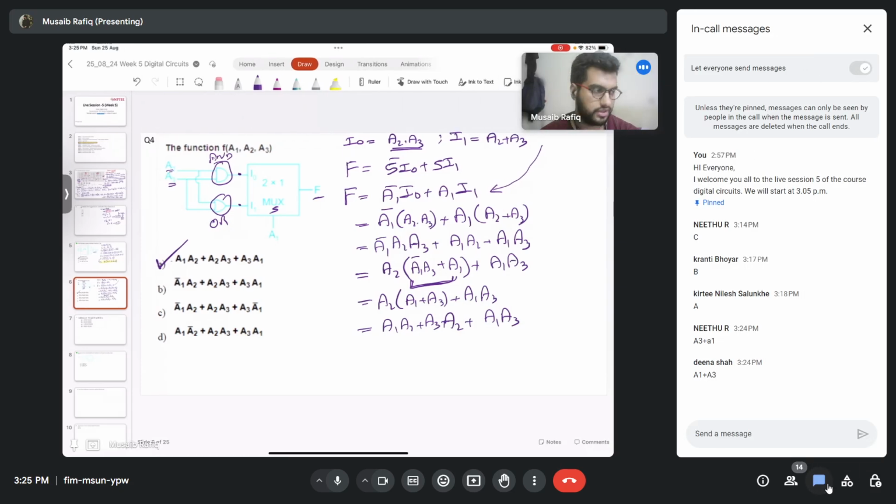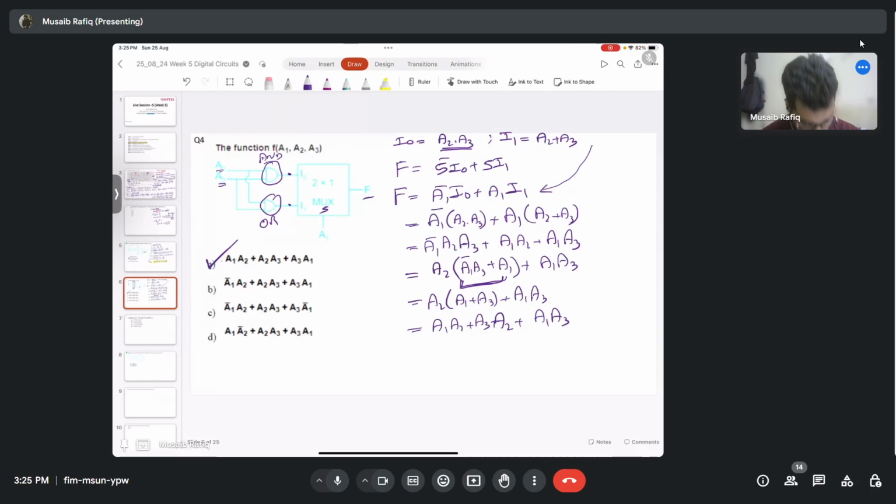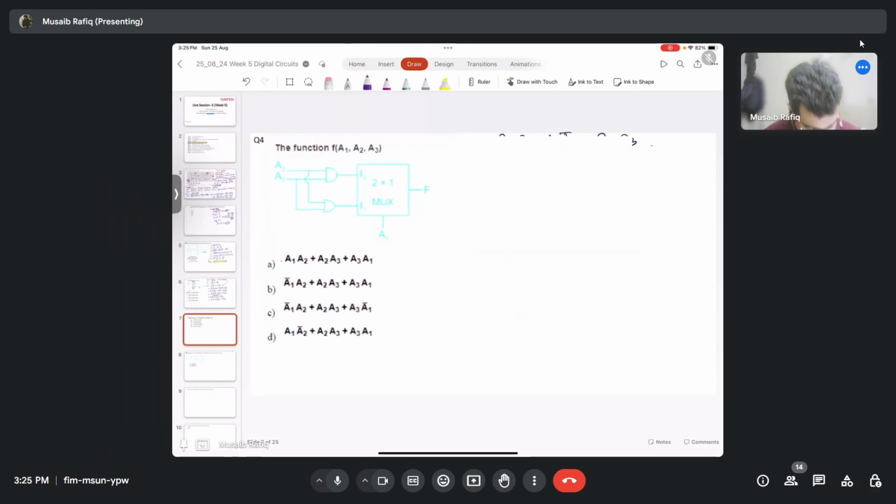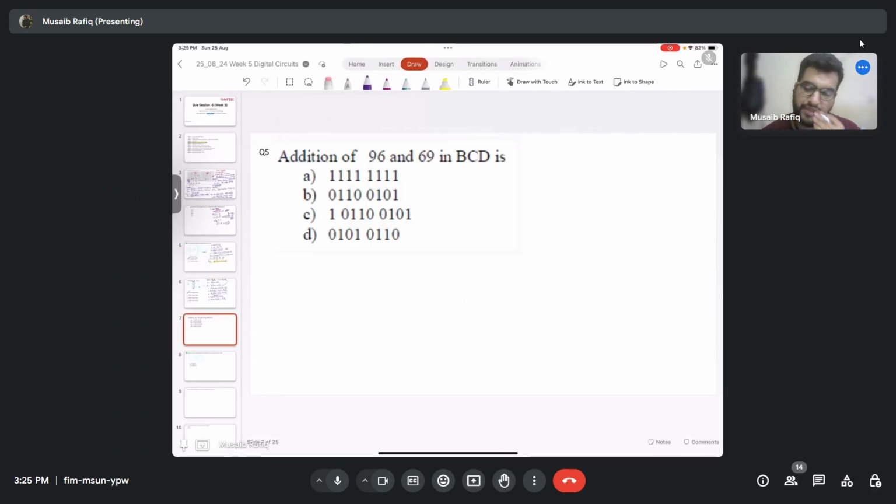Any doubts in this question? If not, then we can proceed to question number 5 for today's live session, which says the addition of 96 and 69 in BCD, so binary coded decimal. Yeah, I think it's binary coded decimal. So we need to find out the addition of 96 plus 69 in BCD, right?